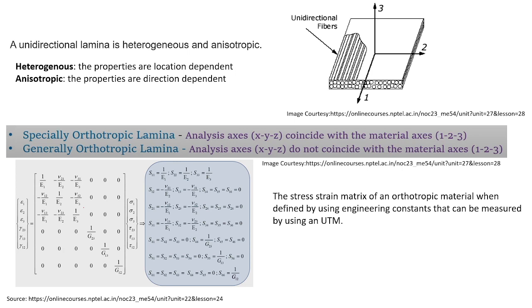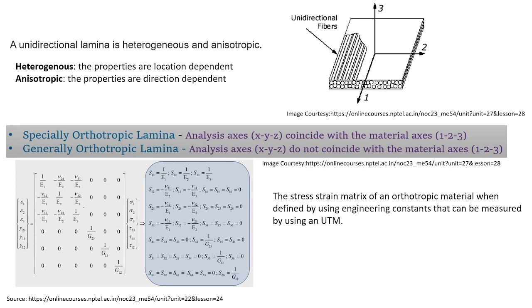Now we come to a composite. How is a composite formed? A fiber, which is the reinforcement, and the matrix, which is mostly epoxies and unsaturated polyesters, make up the composite. So when the fiber and the matrix, the reinforcement and the matrix, combine, they form a single lamina. So a unidirectional lamina, that is, where all the fibers are in the same direction, is heterogeneous and anisotropic.